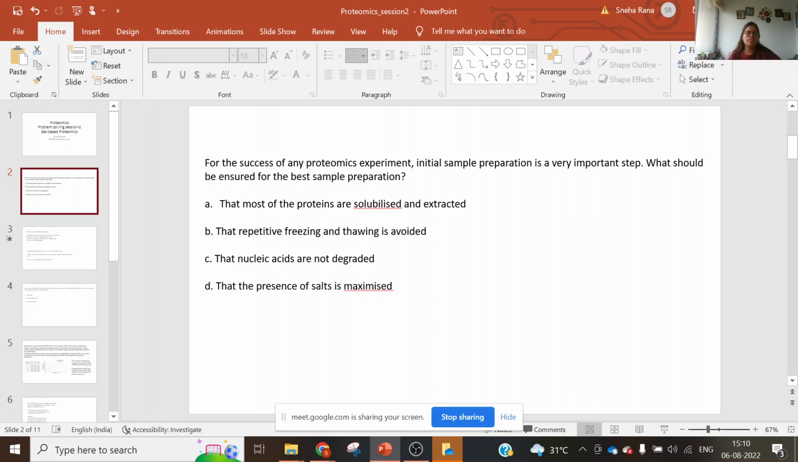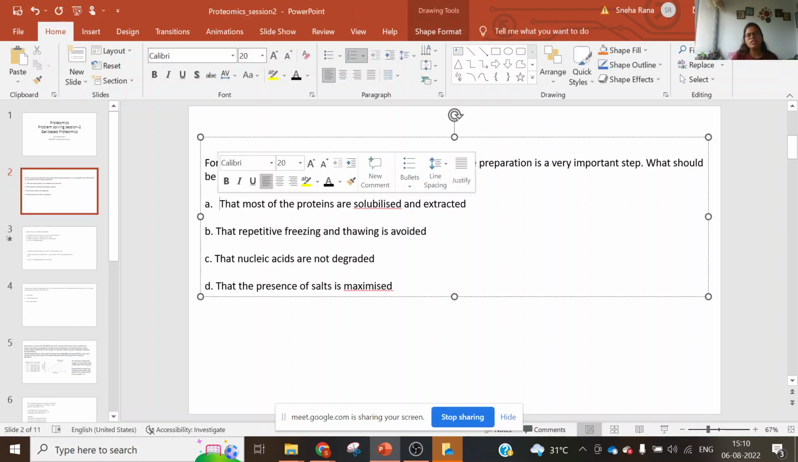And fourth is that the presence of salt is maximized. This should be reversed. The salt should be minimized rather than maximized. So in the best sample preparation, which options do you think should be considered?